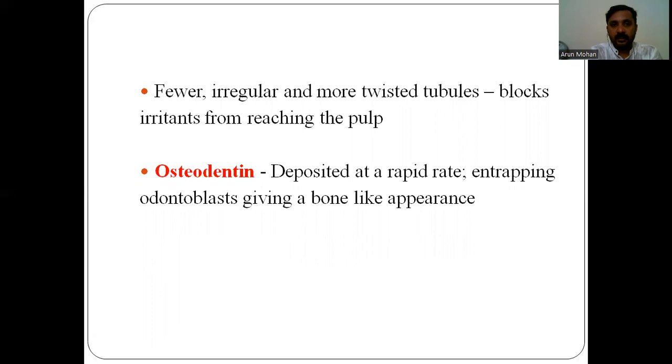The tertiary dentin will have fewer, irregular and more twisted tubules, which will block the irritant from reaching the pulp. It will be different in physiology from primary and secondary dentin. Sometimes, due to the rapid rate of deposition of the tertiary dentin, the odontoblasts may get entrapped within the dentin matrix, which will give it a bone-like appearance, referred to as osteodentin. So sometimes in tertiary dentin histology, we may see an osteodentin-like appearance.